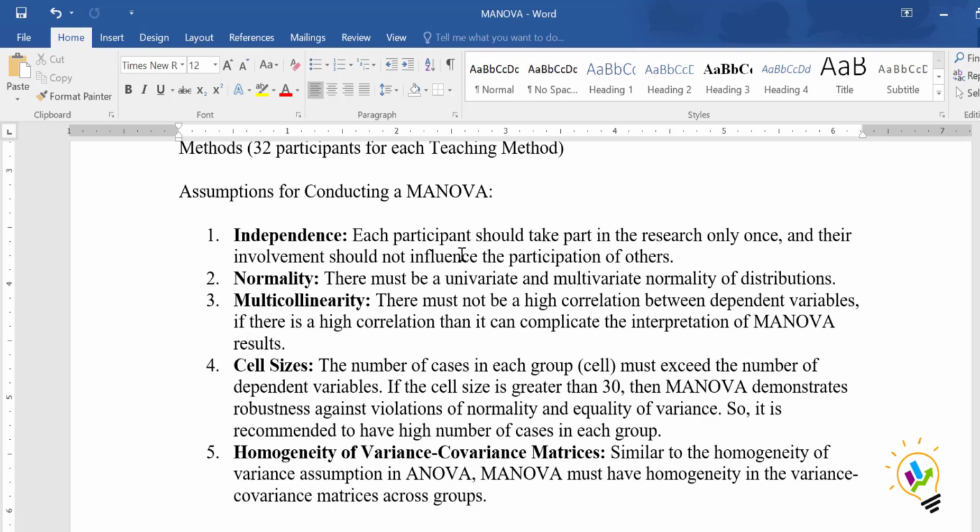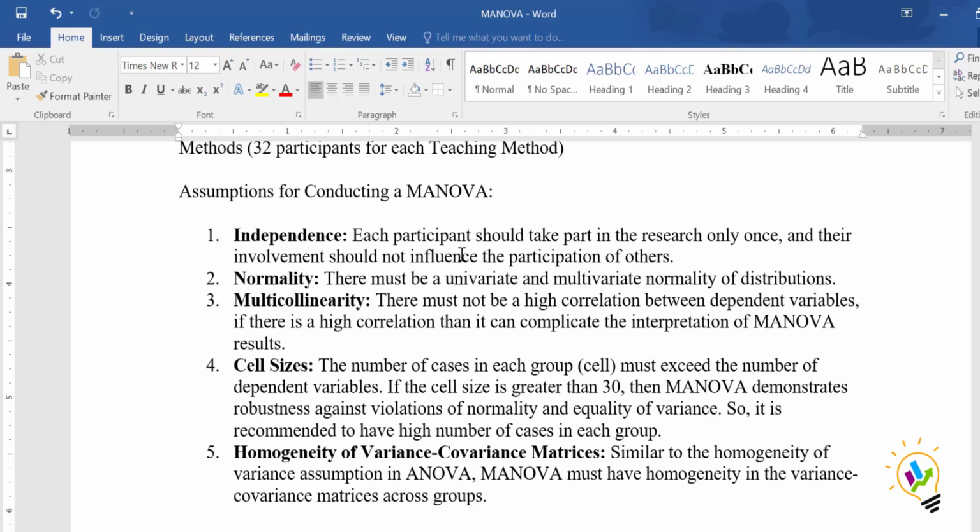Third condition is multicollinearity. There must not be a high correlation between dependent variables. If there is a high correlation, then it can complicate the interpretation of MANOVA results. So multicollinearity should not be there between the dependent variables.